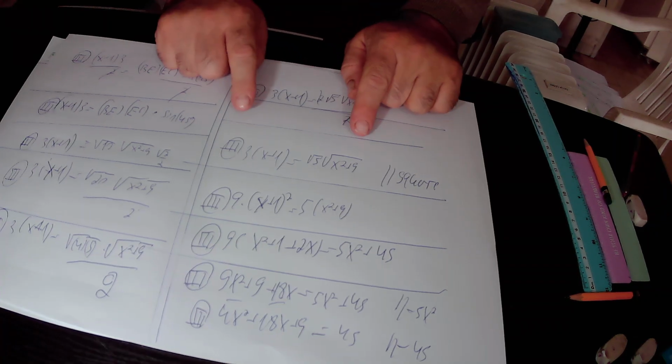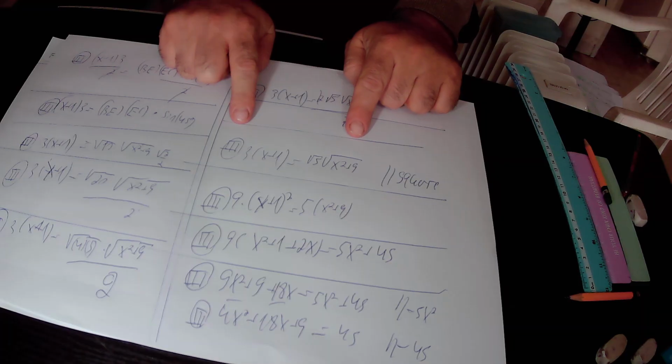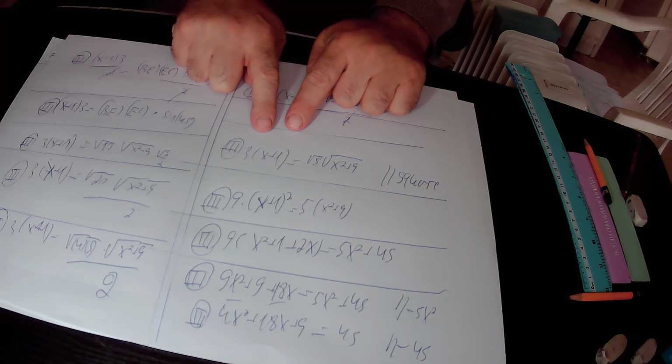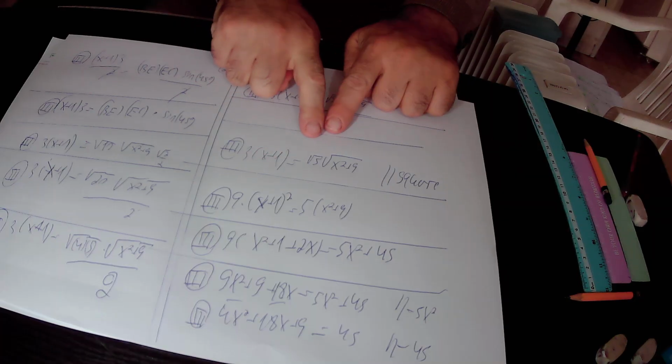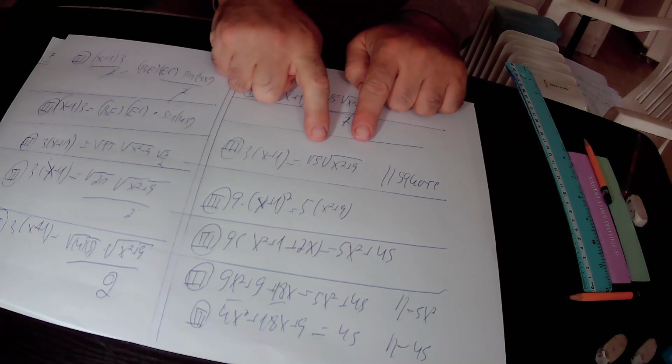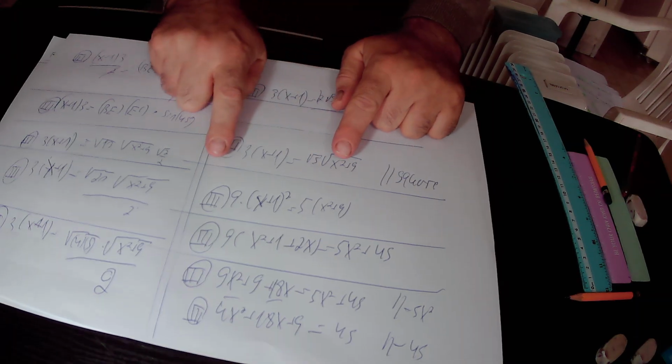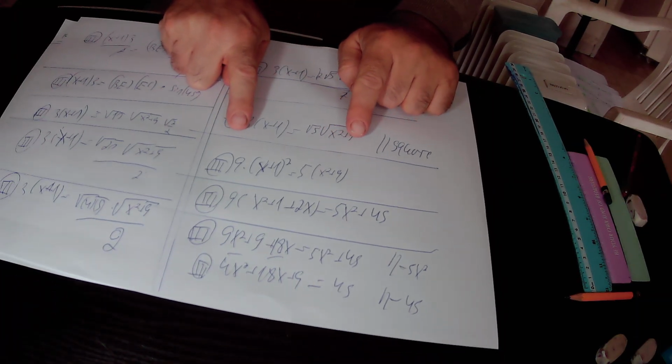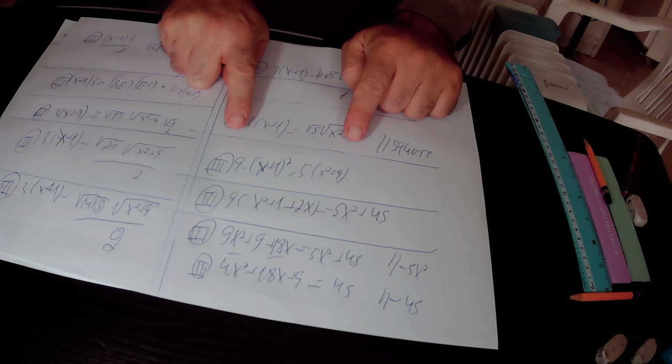Here we square both sides of this equation, equation 3. So 3 squared is 9 times x plus 1 squared equals the square root of 5 squared, which is 5, and the square root of x squared plus 9 squared equals x squared plus 9. Why? Because the square cancels the root, and we are left only with x squared plus 9. So in total we found that 9 times x plus 1 squared equals 5 times x squared plus 9.